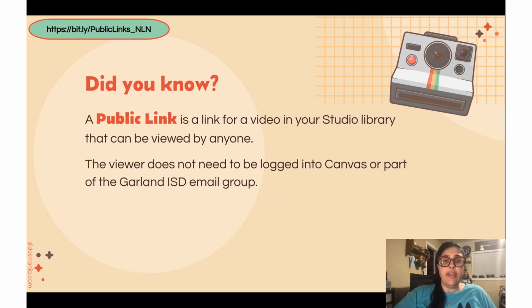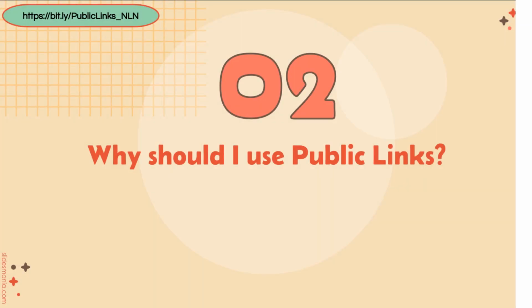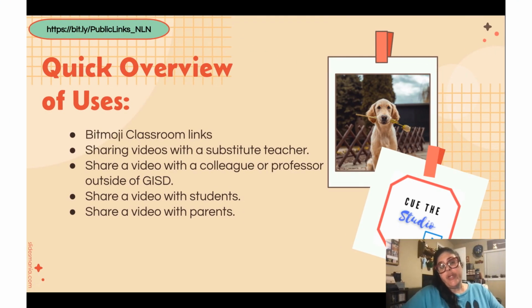A public link is a link for a video in your studio library that can be viewed by anyone. The viewer does not need to be logged into Canvas or part of the Garland ISD email group. There are different reasons why you might want to use publicly generated links.